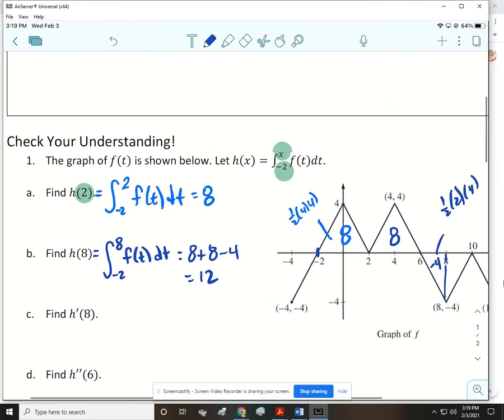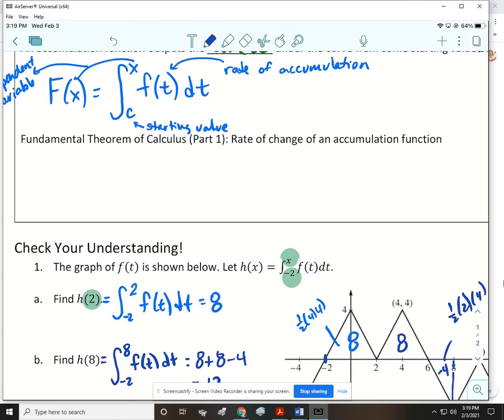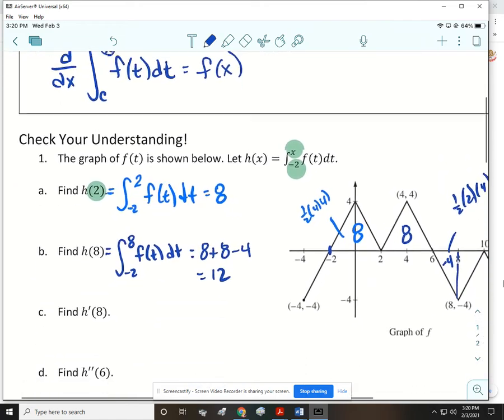Okay, now the fundamental theorem of calculus part 1 deals with the rate of change of an accumulation function. So we're going to find the derivative of an accumulation function, or an integral. All right, and what you're going to find, and we're going to show this down on number 3, is the derivative undoes the integral. All right, and what happens is the variable t just gets replaced with the variable x. And so you just end up with f of x. Okay, so we need that to do the next problem.